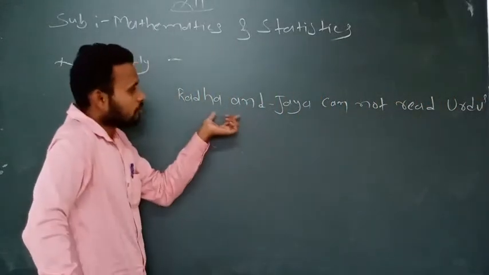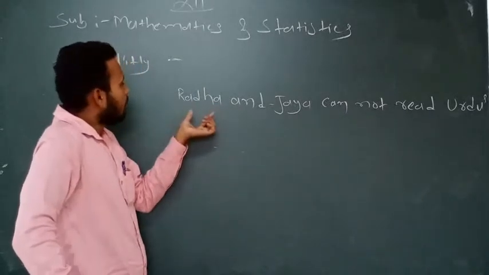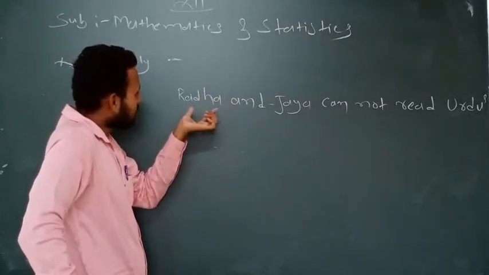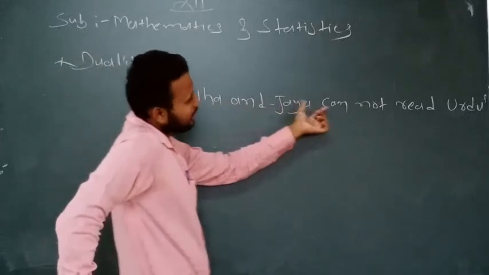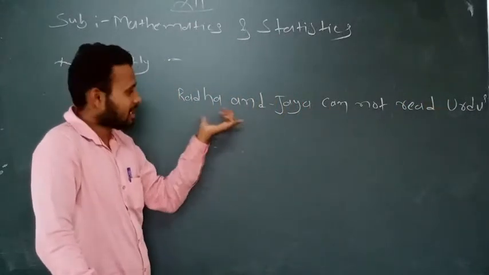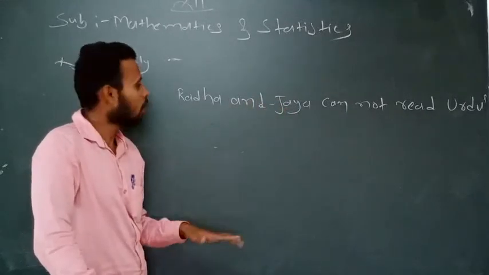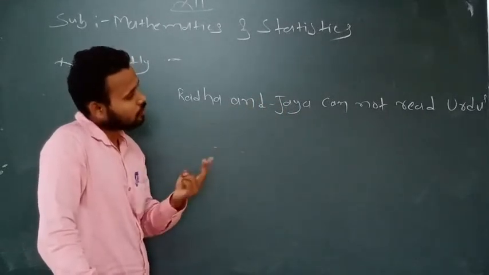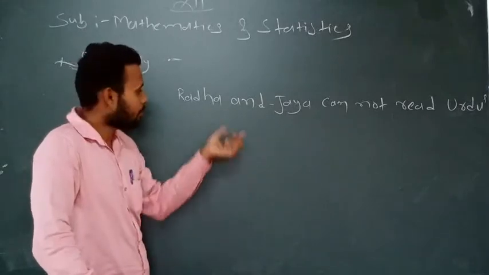Find the dual of the following statement. The statement is: Radha and Jaya cannot read Urdu. We have to find the dual of that statement. It is a compound statement. Now, in that compound statement, there are two simple statements connected by the logical operator and.